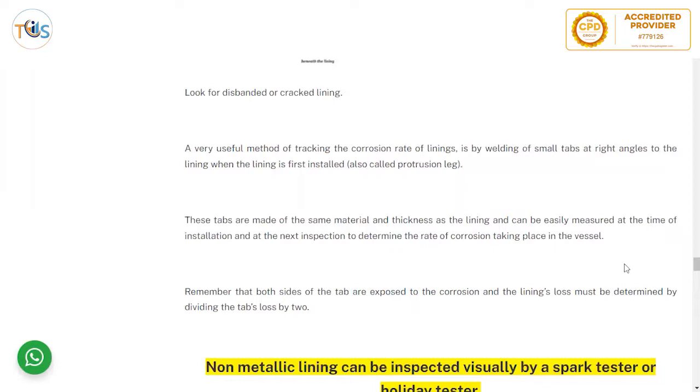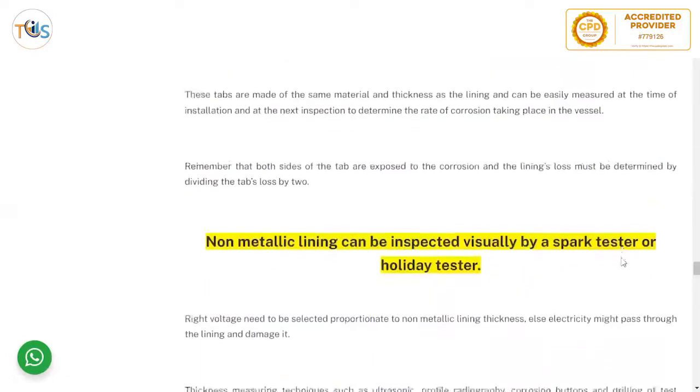A very useful method of tracking the corrosion rate of lining is by welding small tabs at right angles to the lining when the lining is first installed. This is called a protrusion leg. These tabs are made of the same material and thickness as the lining and can be easily measured at the time of installation and at the next inspection to determine the rate of corrosion taking place. Remember that because it is corroded from both ends, whatever you get as a corrosion loss should be divided by 2.